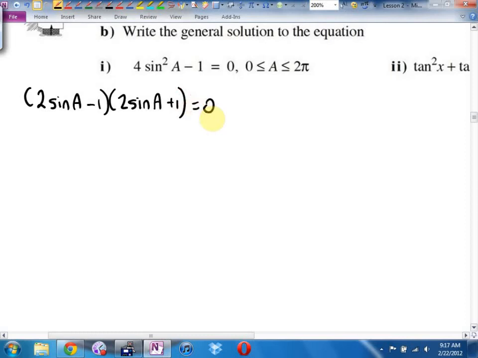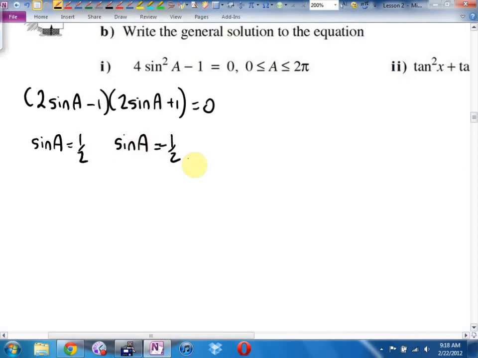What are the roots? I could, I think, just say plus or minus 1 over 2.